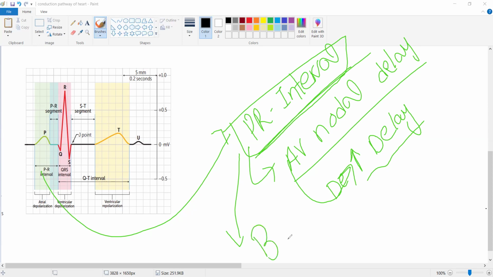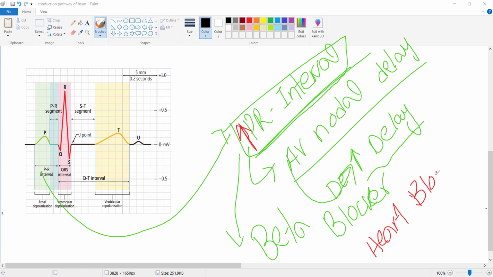Beta blocker. Any pathology that increases the PR interval? Block. Type 1 block. Yes, heart block. So we will discuss these heart blocks in detail. Don't worry about this, we will discuss it in detail in ECG.